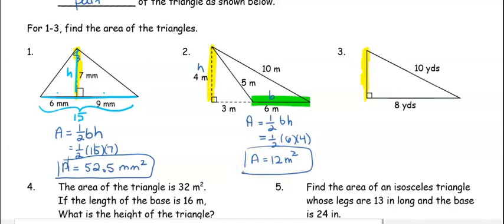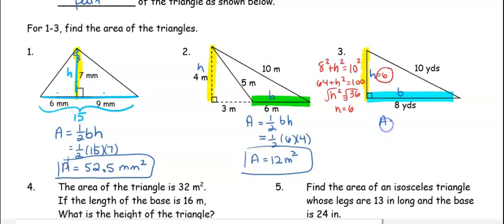All right, our last one here, again, we care about the base and the height, the two pieces that run perpendicular to each other. What I want you to do now is pause it and find the missing height of your triangle using Pythagorean theorem. Go ahead and push pause.